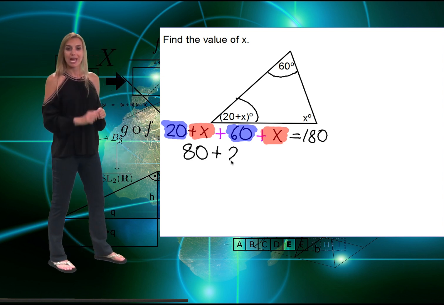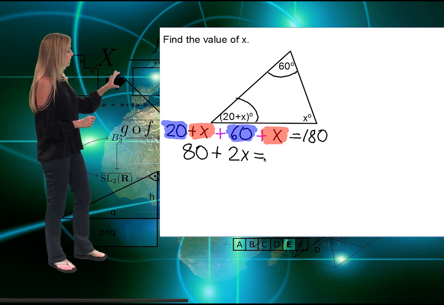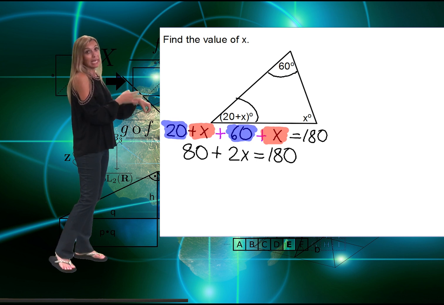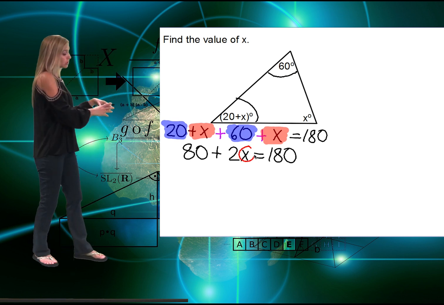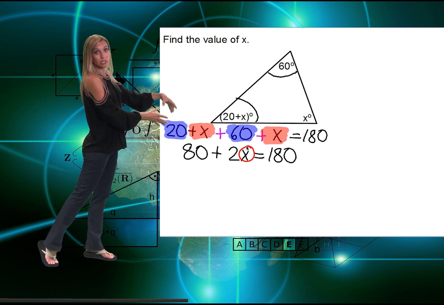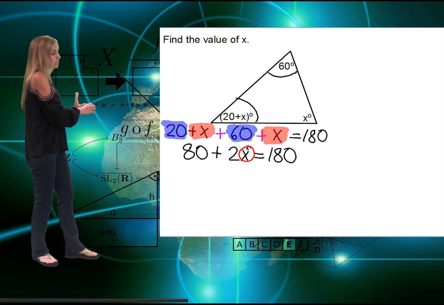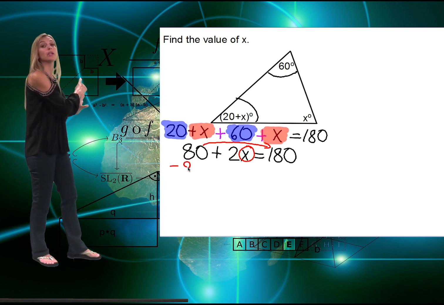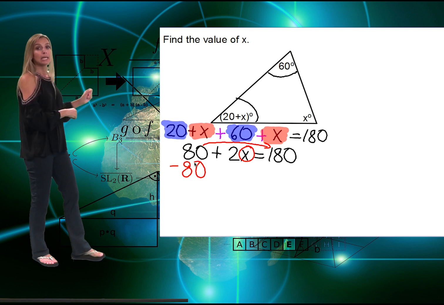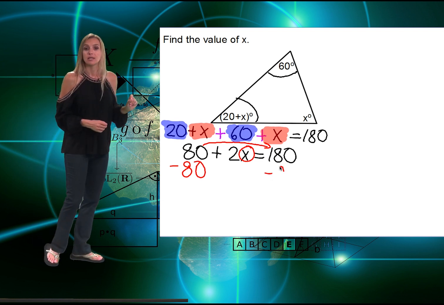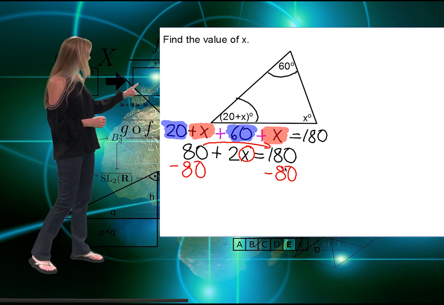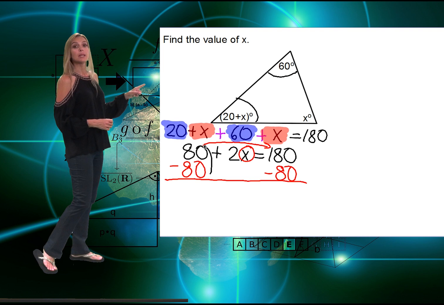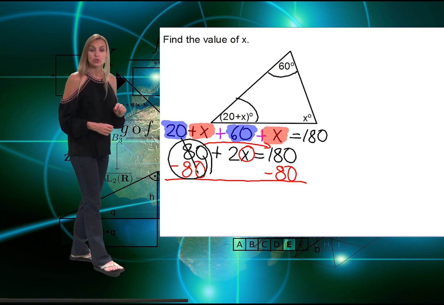Now I'm solving for X. So I'm going to isolate it. And I know that the 2 is attached to the X by multiplication. I do not touch it. I want to make sure the 80 gets combined with the 180. So 80 is positive. To move it to the other side, I have to subtract it because I want it to be gone. I want it to become 0. 80 minus 80 does equal 0. I still have my 2X, which equals 180 minus 80 is 100.